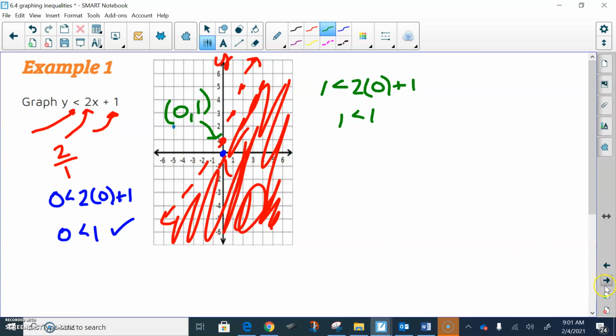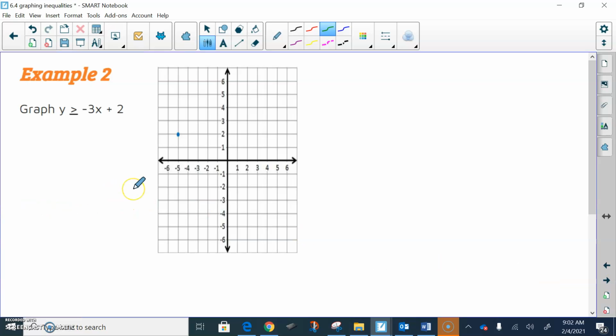Let's practice another one. Okay, here we go. We're going to graph the line. We started at our y-intercept, which is +2. We're going to use our slope, which is -3. So we know if it's a whole number, it's a denominator of 1. So it's -3, so we're going to go down 3, over 1, down 3, over 1, down 3, over 1.